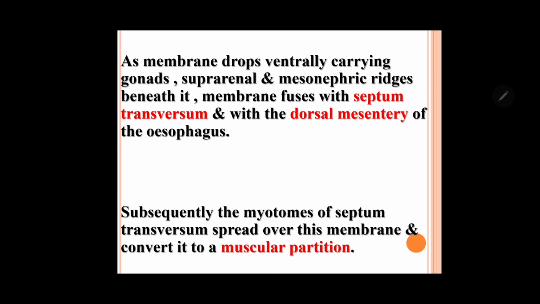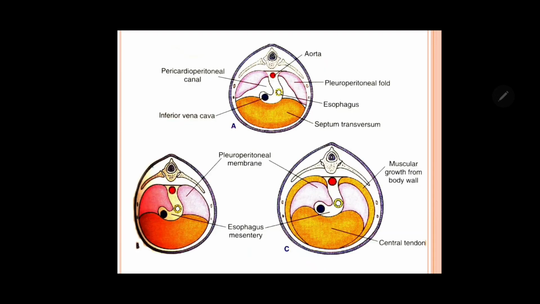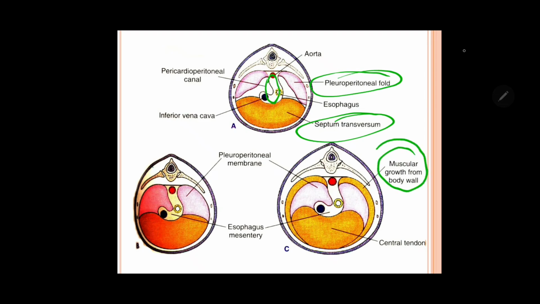And as the membrane drops ventrally, carrying the gonads, suprarenal and mesonephros beneath it, the membrane fuses with the septum transversum and also with the mesoesophagus, which is the dorsal mesentery of the esophagus. Subsequently, the myotomes from the body wall spread over the membrane and convert it into the muscular part. So this is the development of the diaphragm. Remember the four contributions: septum transversum, mesoesophagus, pleuroperitoneal fold, and the muscular growth from the body wall.